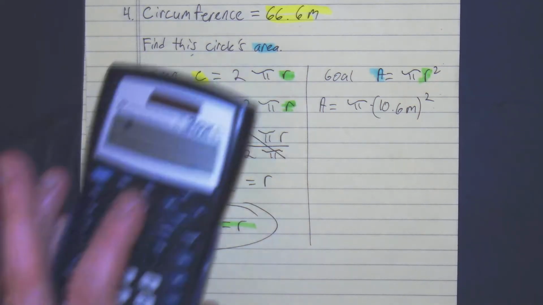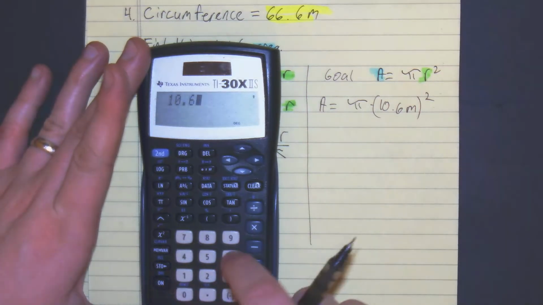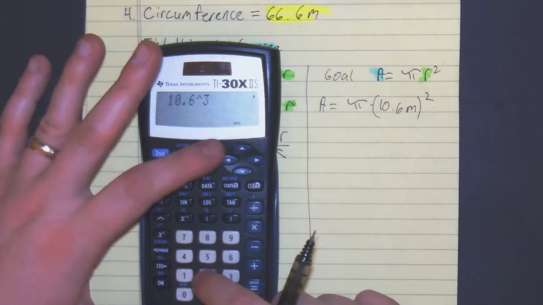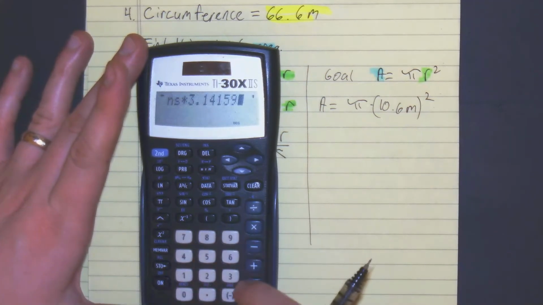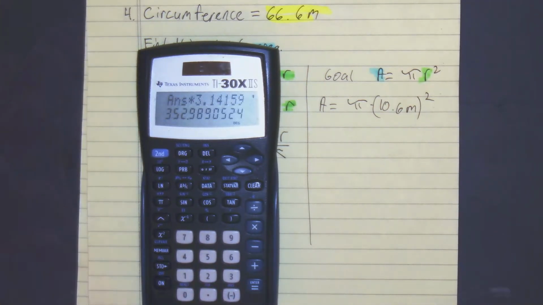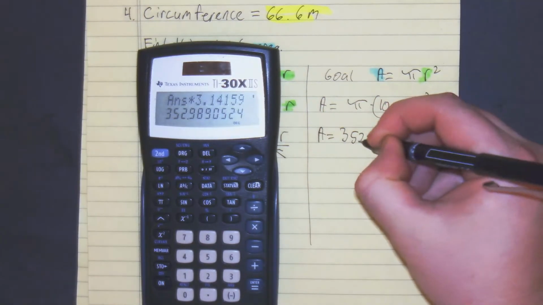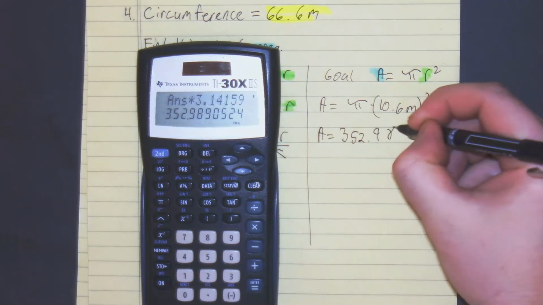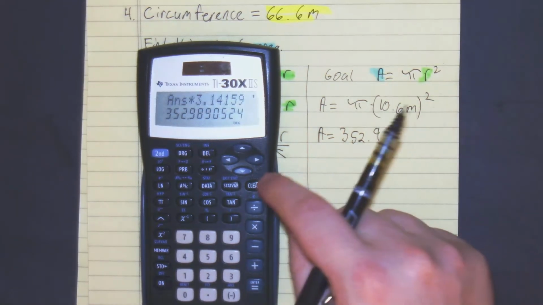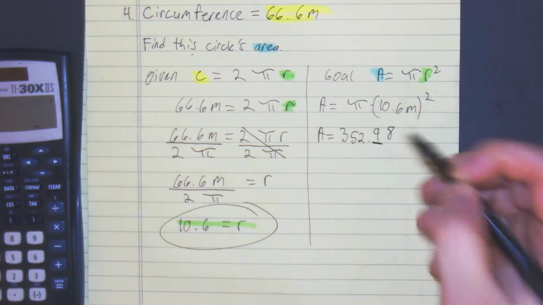And then here, if you're using the scientific calculator, you can just do the 10.6 squared, and then you can just times it by the 3.14159, and you get an area here of 352.98. If it rounds into the nearest tenth, which it does say in the instructions, I just didn't write it here, that's a 9.